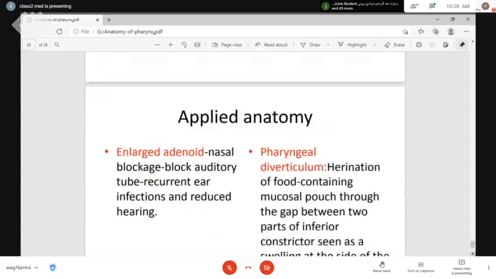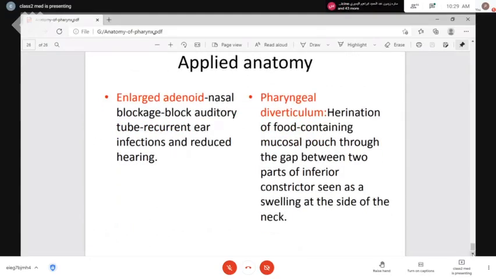What about the applied anatomy? A large adenoid leads to nasal blockage, blocks the auditory tube, causes recurrent ear infection, and leads to reduced hearing. Pharyngeal diverticulum means herniation of food-containing mucosal pouch through the gap between two parts of the inferior constrictor muscle, and it is seen as a swelling at the side of the neck.